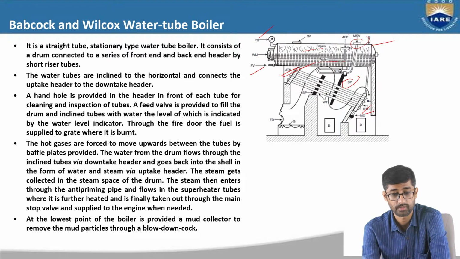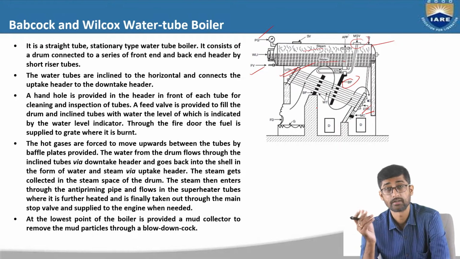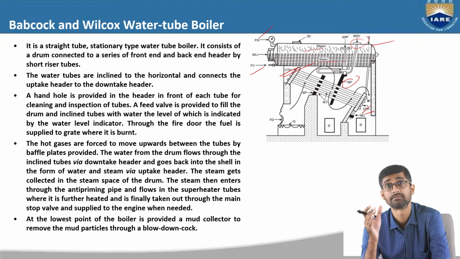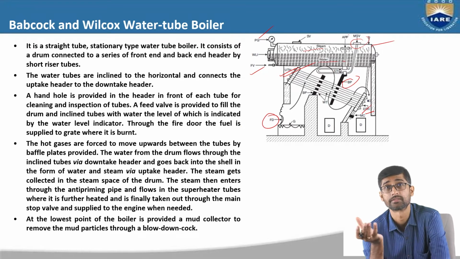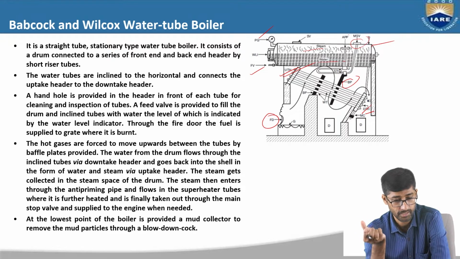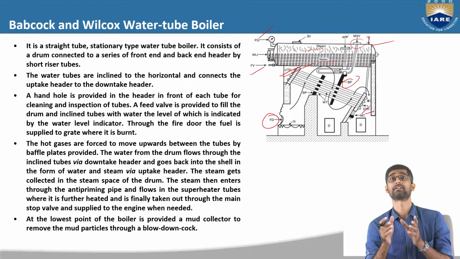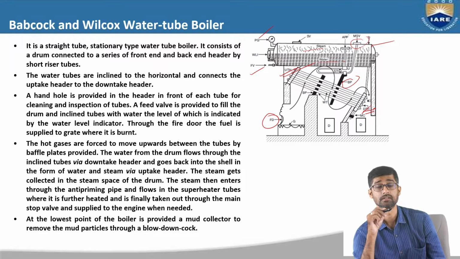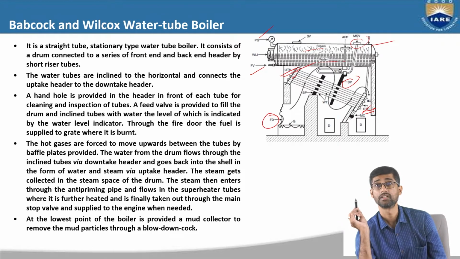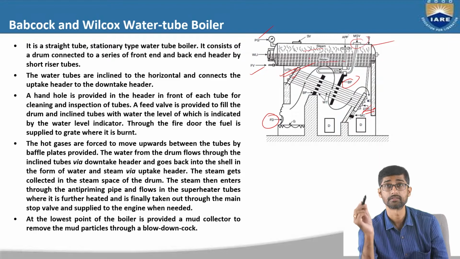and inclined tubes with water, the level of which is indicated by the water level indicator. Through this fire door the fuel is supplied to the grate where it is burnt. So due to the burning of fuel, hot gases are generated, right? And these hot gases are forced to move upwards between these tubes by baffle plates, right? And the water from the drum flows through these inclined tubes through this downtake header and goes back into the shell in the form of water and steam through this uptake header, right? And the steam gets collected in the steam space here.